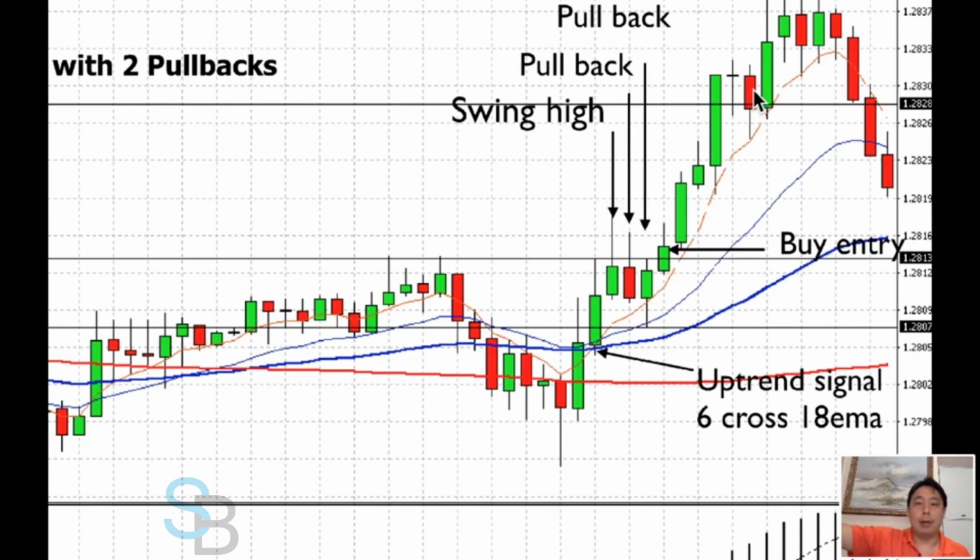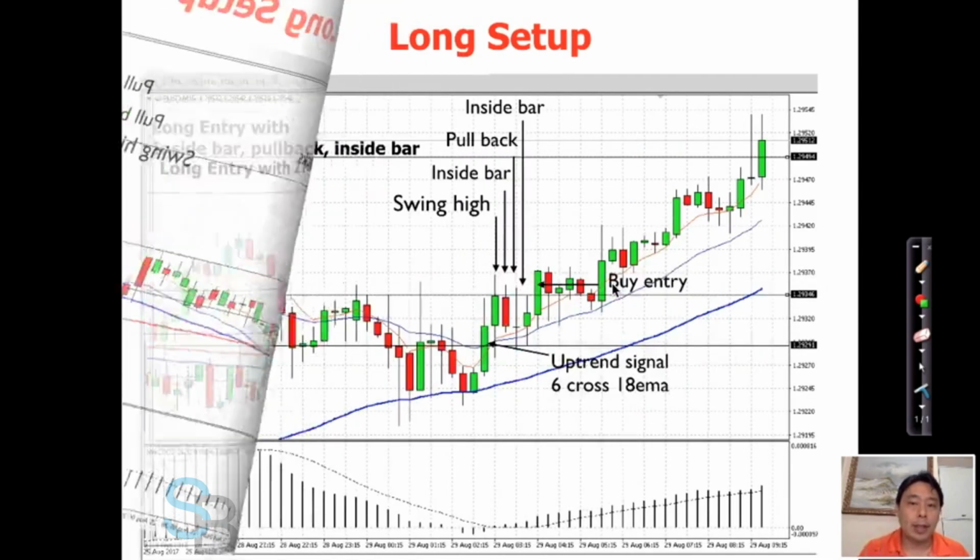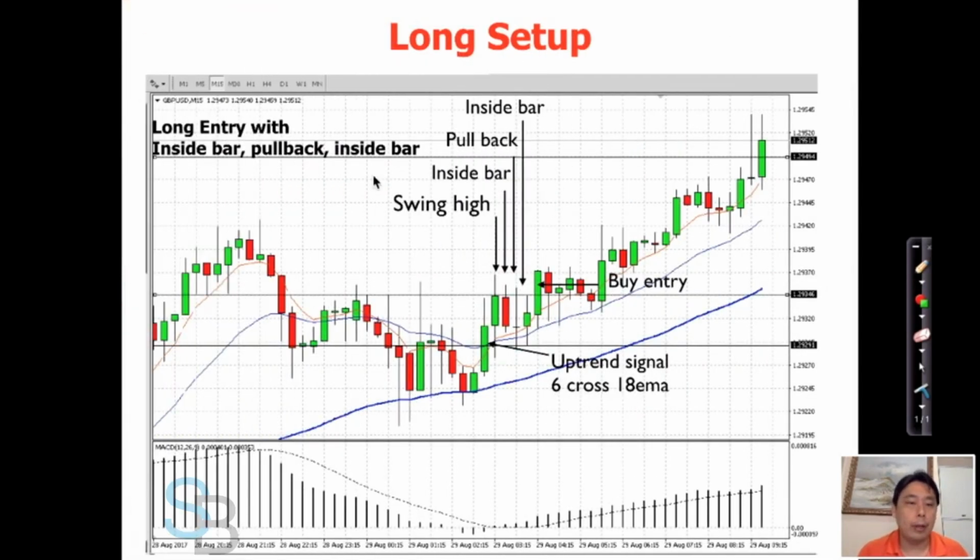Boom, really nicely, right? So in this case, we've got a swing high with two pullbacks. Once again, I'll show you in a short while exactly where you place your stop loss, where you place your profit target, and the kind of orders to use to enter the trade. All right, so just understand the price action for now. Next example would be a long entry with an inside bar, a pullback, and another inside bar.